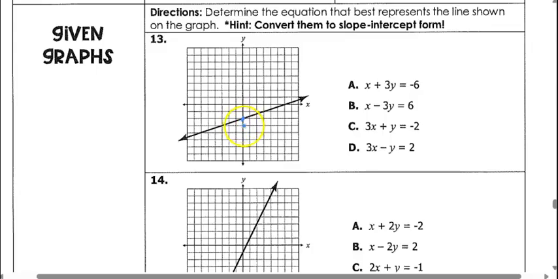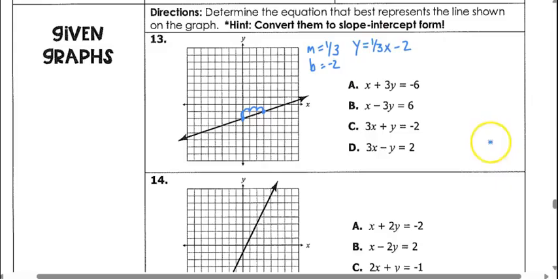They didn't draw any points, so I'm going to pick ones. I'm looking for ones that are exactly on the corner. So this goes up 1 over 1, 2, 3. So that gives me a slope of 1/3. Okay, and then this is the y-intercept right here, and that is at -2. So my equation in slope-intercept form would be y equals 1/3 x minus 2.